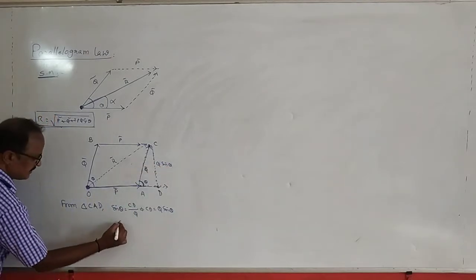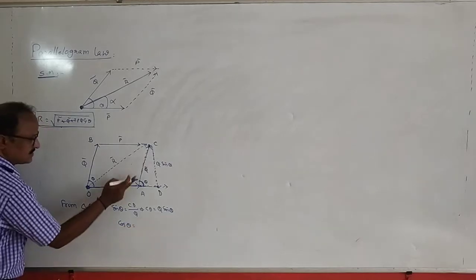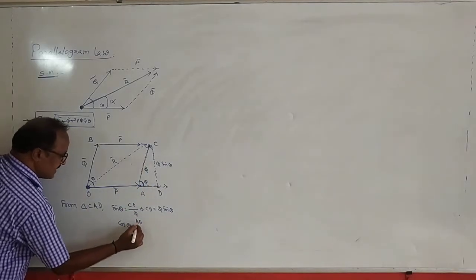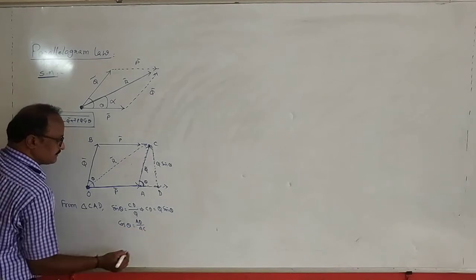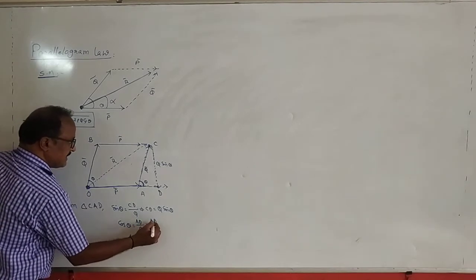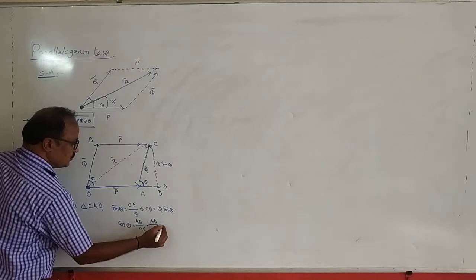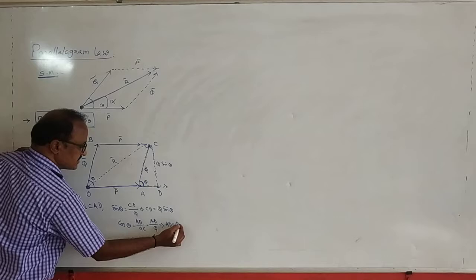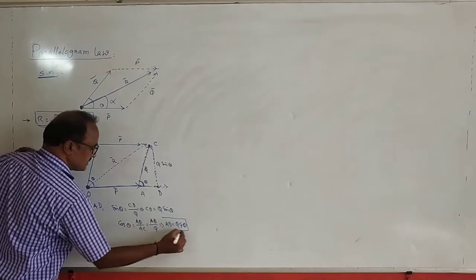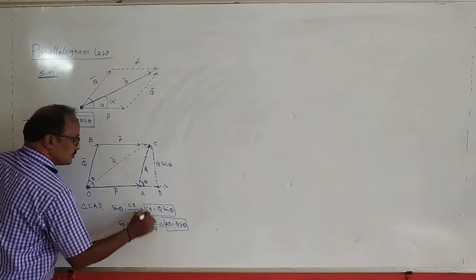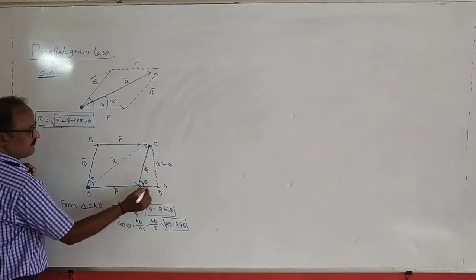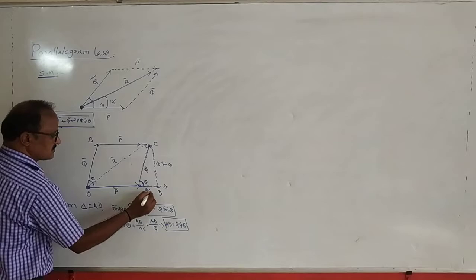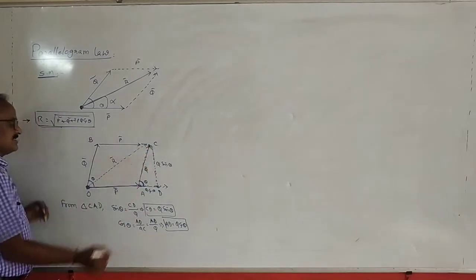From the same triangle, what is the value of cos theta? Adjacent side by hypotenuse. That means AD by AC, which is AD by Q. This implies AD is equal to Q cos theta. So AD is equal to Q cos theta and CD is equal to Q sin theta.